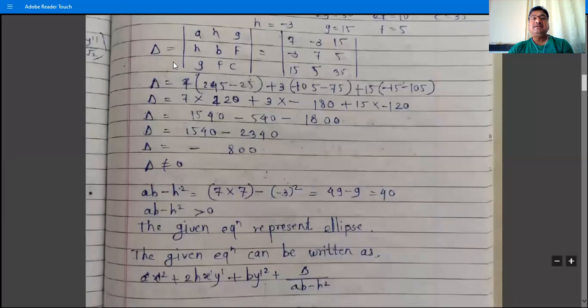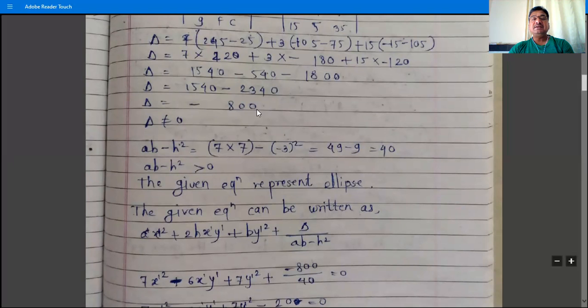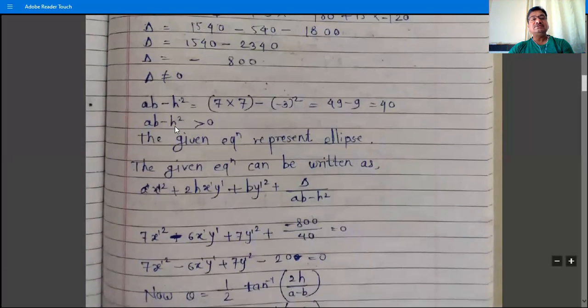Then find delta as the determinant of the matrix a h g, h b f, g f c. So write the values of all these and find the determinant: 7 times (35 into 7 is 245 minus 5 into 5, 25), and all these calculations. Minus, plus 3 becomes plus 3, minus 35 into 3 is minus 105, minus 15 into 5 is minus 75, plus 15, minus 15 into 7, 105. After calculation, we have delta is minus 800, and so delta is not equal to 0.